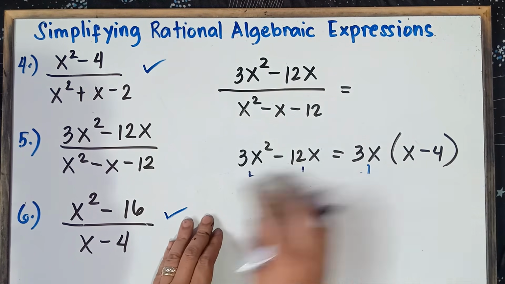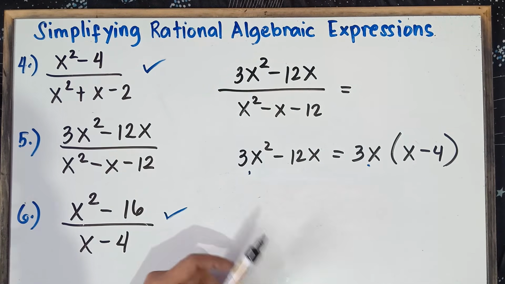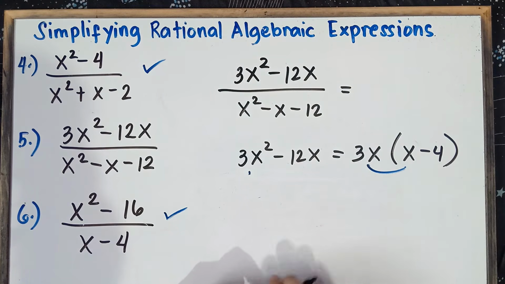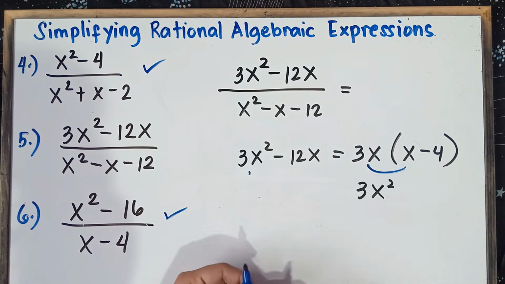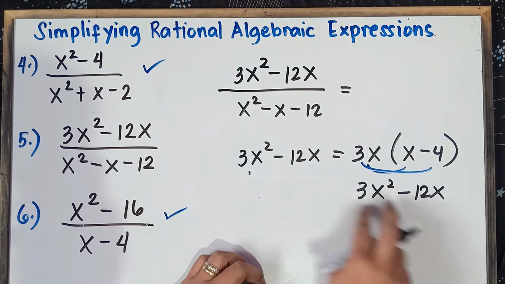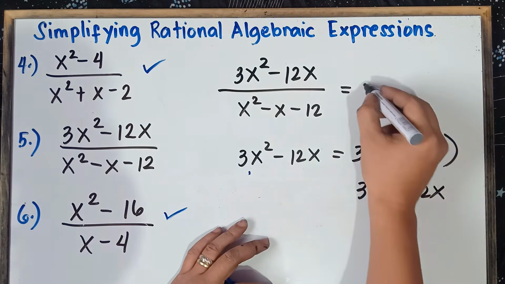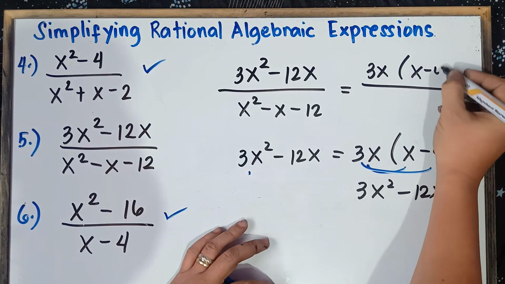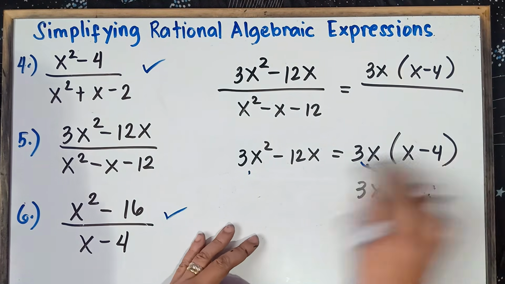So we can always double check our answer by the distributive property. 3x times x would be 3x squared. 3x times negative 4 would be negative 12x. Yep, we factored it out correctly. So therefore, this will be 3x, open parenthesis, x minus 4, close parenthesis.